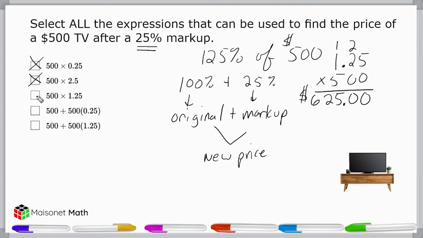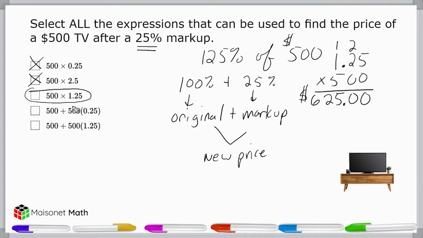Now this choice right here should be selected because multiplying 500 by just this one here gives you the original $500, and then multiplying it by this 0.25 would give you the amount of the markup. So 1.25 includes the original price and the markup all in one.